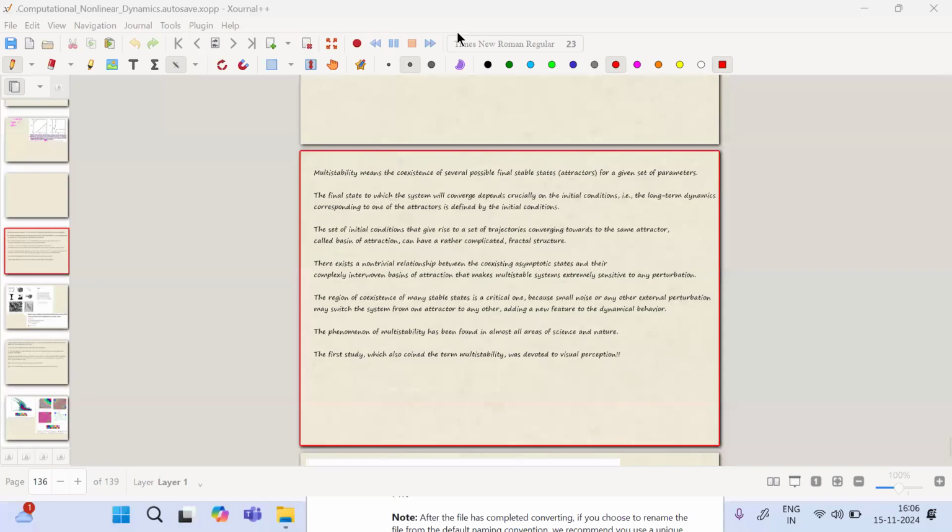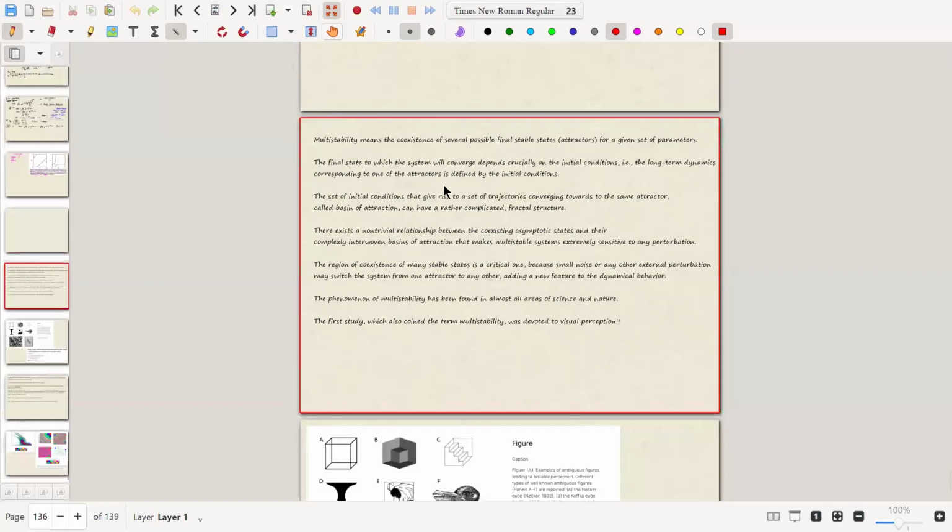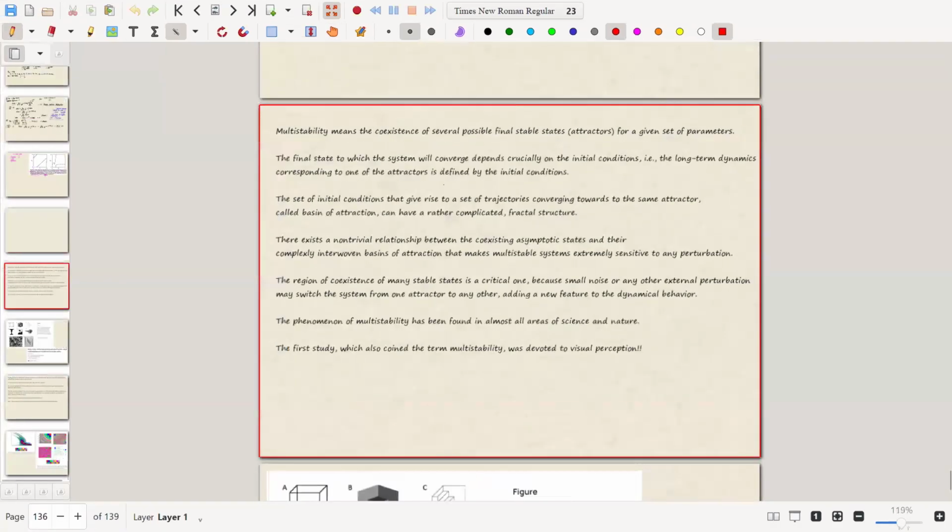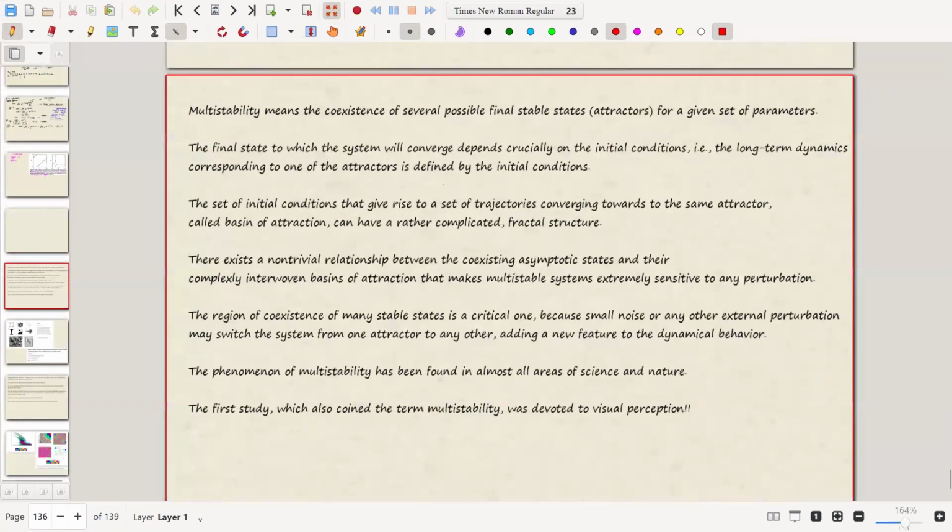Today's class will be short, so no worries. I always wanted to discuss this with you. So, what is multi-stability? Many of you already know about chaos, or already know about 1D maps. In nonlinear dynamics, we have reached almost the end of this course.